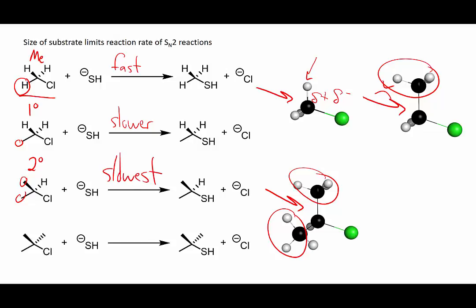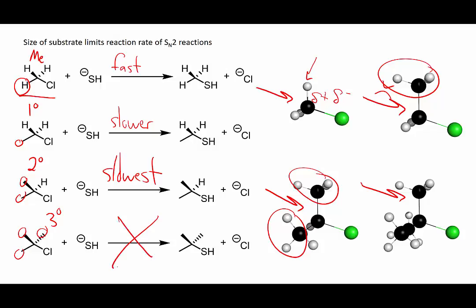Why do I say the slowest? Well, if we look at a tertiary substrate, there's just no way for our nucleophile to fit into the backside. There's too much steric crowding. So in terms of an SN2 mechanism, we will never have a tertiary substrate undergo an SN2 reaction.